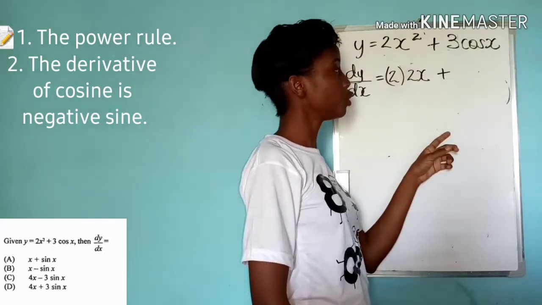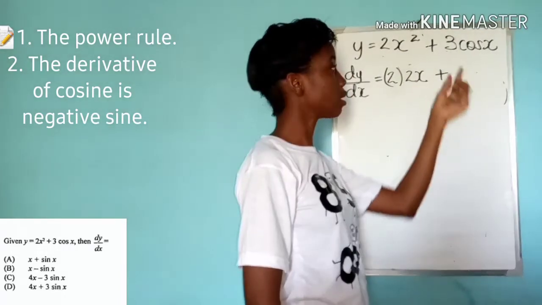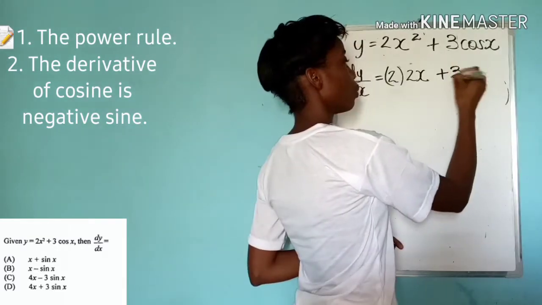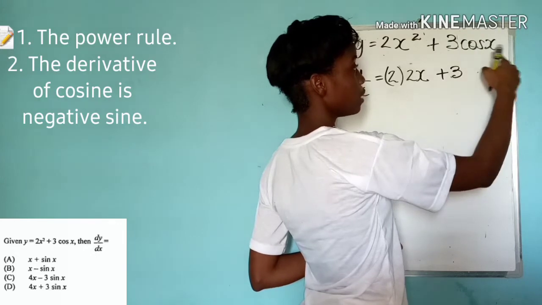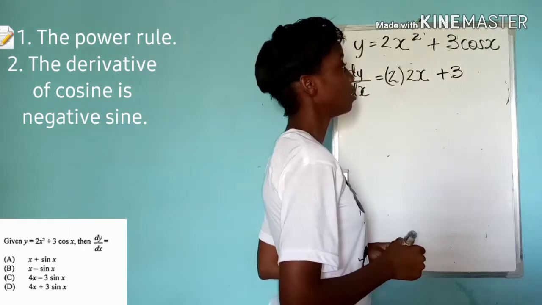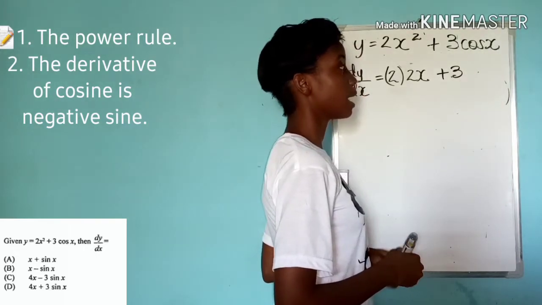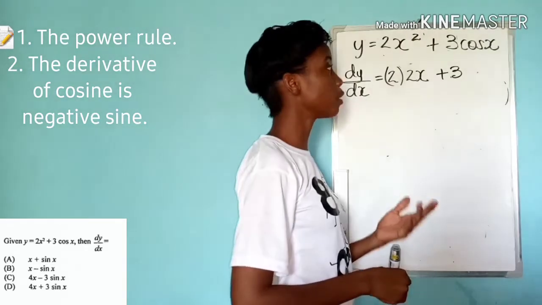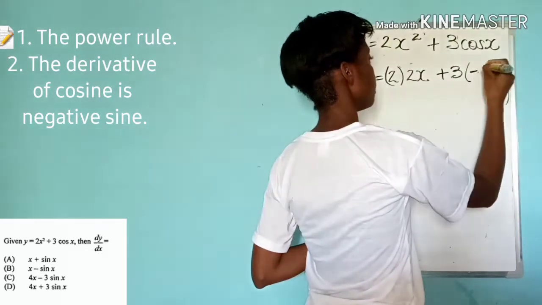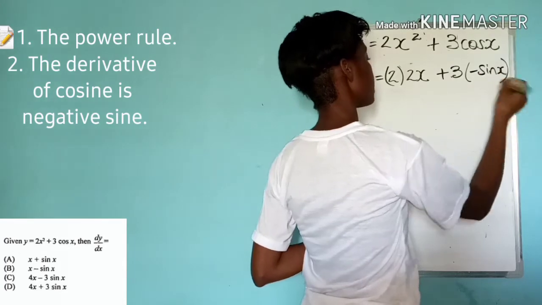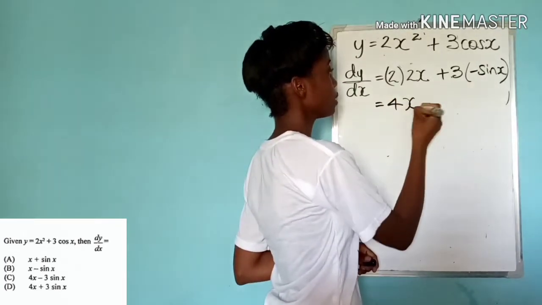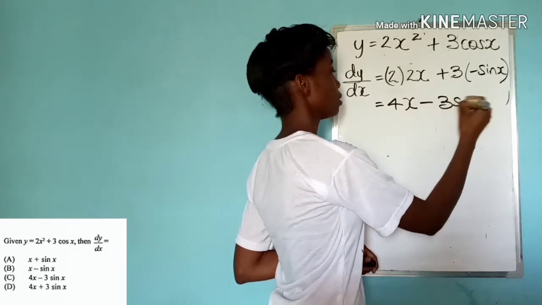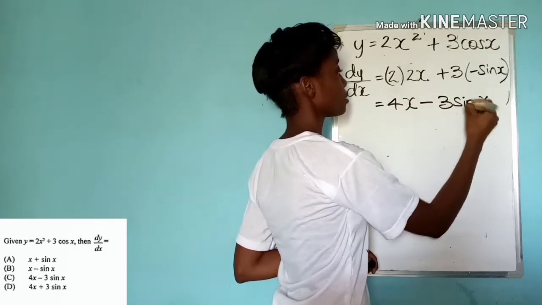One other rule that we should know is that if we are differentiating a constant times a function, we can take out that constant and multiply it by the derivative of the function. So our function here is cos x, and as you can see, the derivative of cos x is negative sine x. And then we simplify. So this is 4x minus 3 sine x.